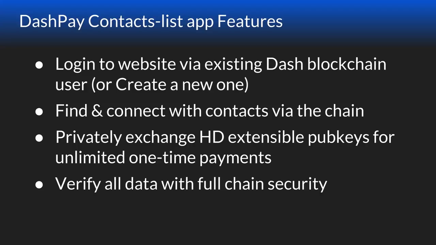This is the contacts list app's features. So we logged into a local website using an existing Dash blockchain user. You can also create a new user. We found and connected to a contact that also existed on the blockchain. These 2 contacts privately exchanged HD extended public keys so that they could make unlimited one-time use payment addresses. And all of this data was verified against the blockchain with the full security of Dash.